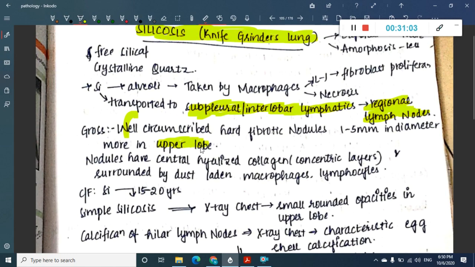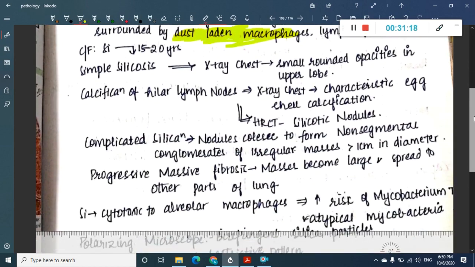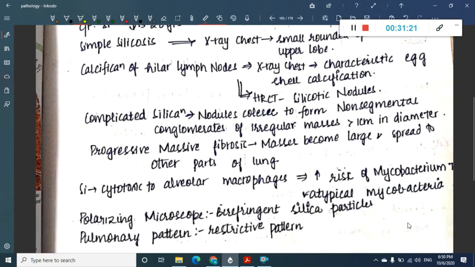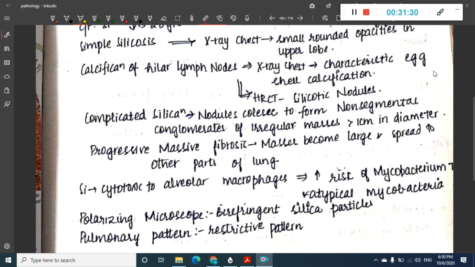I have shown you the nodules, how they look, right? And they have collagen, and they have macrophages also, which are dust laden macrophages, and collagen is present in this silicosis, right? Then silicosis can be divided into mainly 3 different types. One, you can call it simple silicosis. What does simple silicosis actually have? This simple silicosis has only rounded opacities present, okay, that too seen in the upper lobe most commonly. Whereas the second type is complicated, with calcification of lymph nodes. That too, most commonly the hilar lymph nodes are calcified.